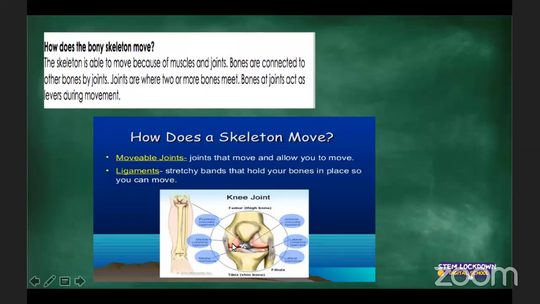Then this is a picture of a leg, and this picture depicts joints which are attached through a femur and a tibia. A tibia is a bone which connects our toes and an ankle.